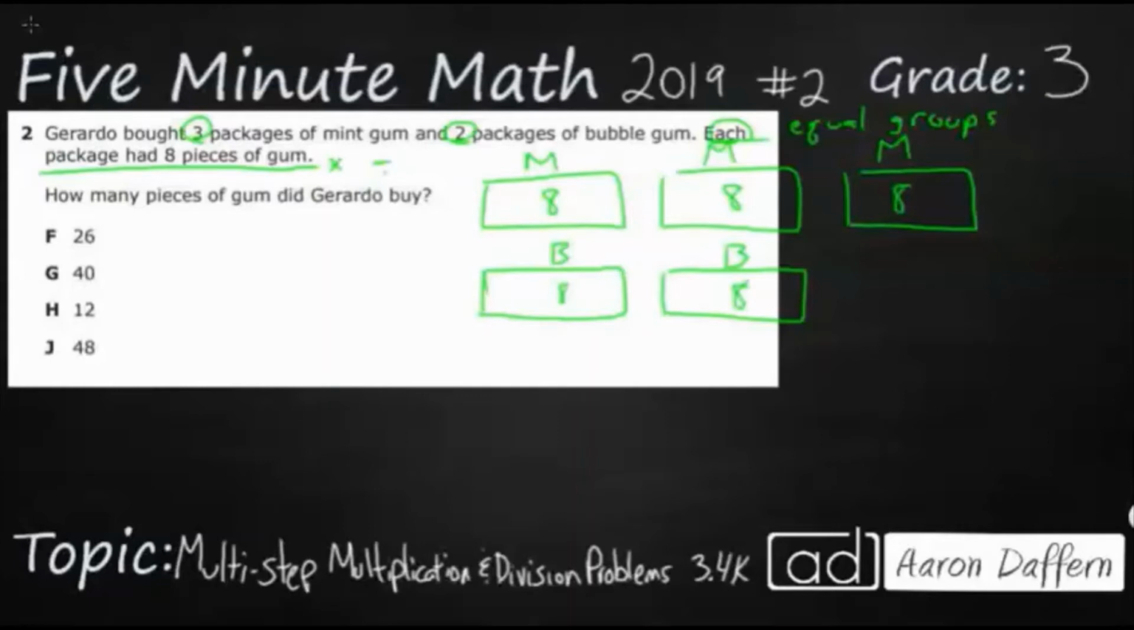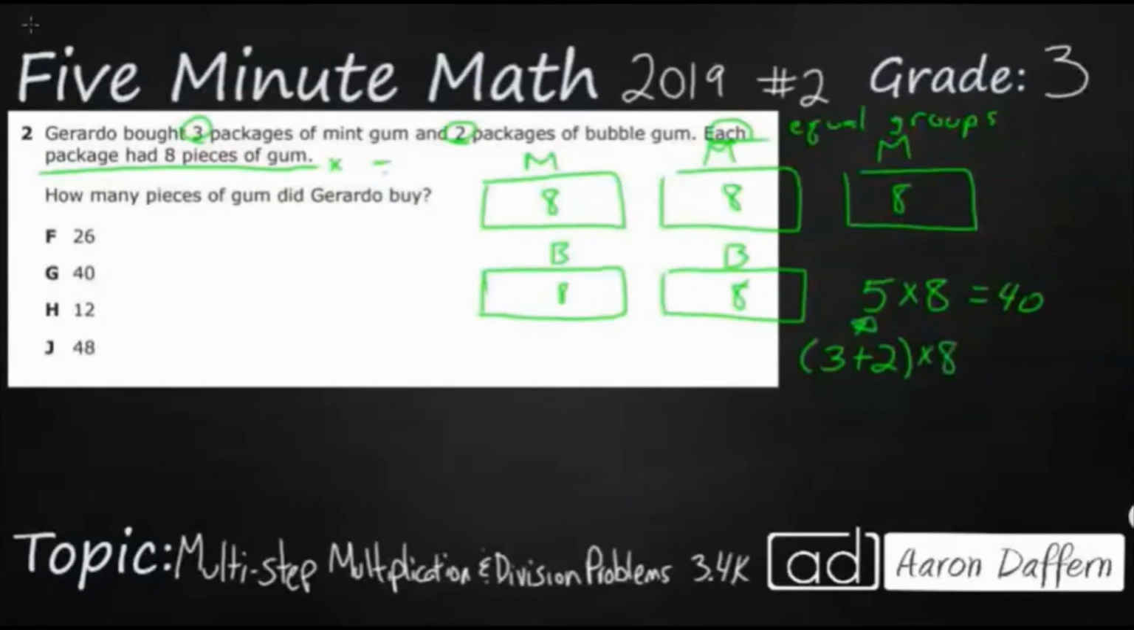One way to do it would be just to add up all of the 8s, right? We've got 5 groups of 8. 8, 16, 24, 32, 40. Now, if we said 5, we actually did something in our head, because it's really not 5. It's 3 packages of mint plus the 2 packages of bubblegum. So we added those two together, and then we multiplied them by 8 each.